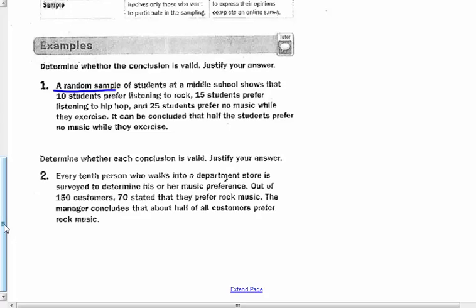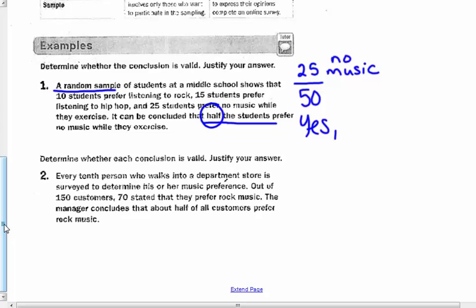Well, 10 was rock and 15 was hip hop, so that's 25. So 25 had music and 25 had no music. So 25 out of the 50 had music, which means 25 out of the 50 preferred no music. So it can be concluded that half, 25 out of 50, prefer no music while they exercise. Is this conclusion valid? Yes, it's valid, because it was half, 50%, 25 out of 50, and it's a random sample.